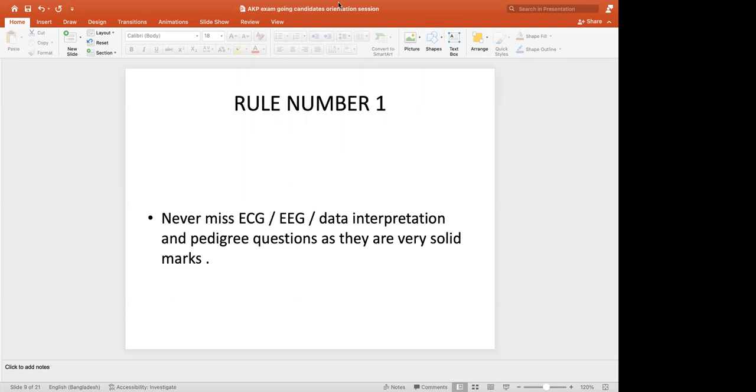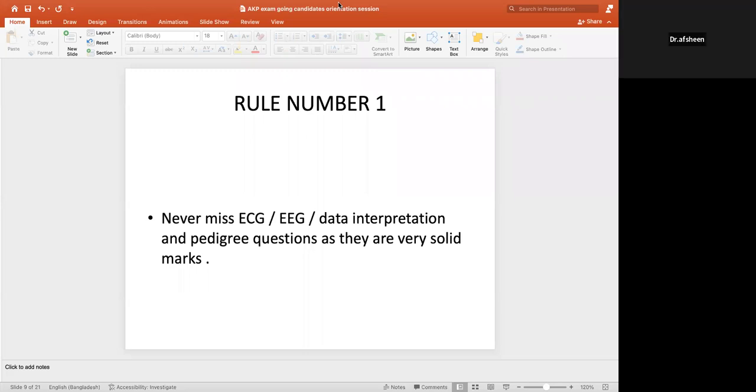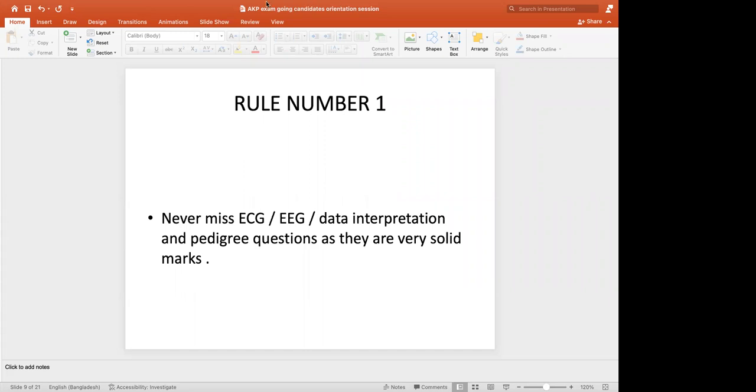Rule number 1. Our AKP exam is in 2 parts, Paper 1 and Paper 2. Same question, same syllabus. What do you mean by same question, same syllabus? Can anyone tell us what you mean by same question, same syllabus? What do you mean?